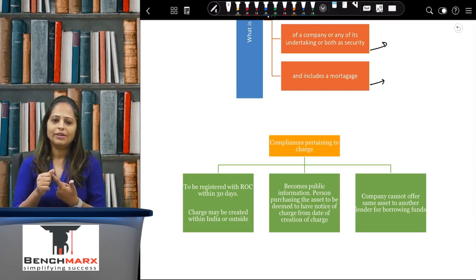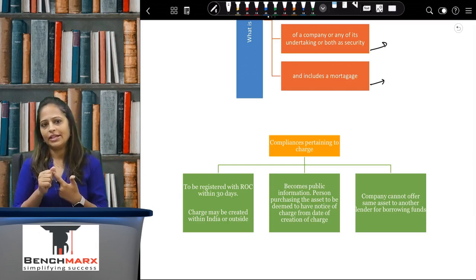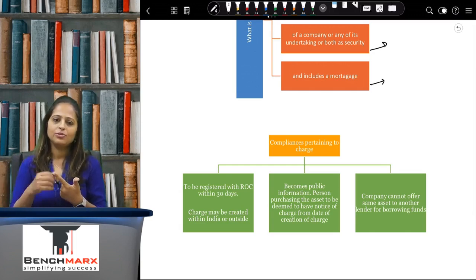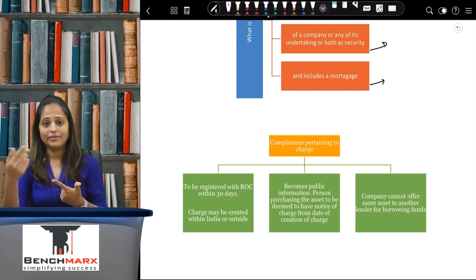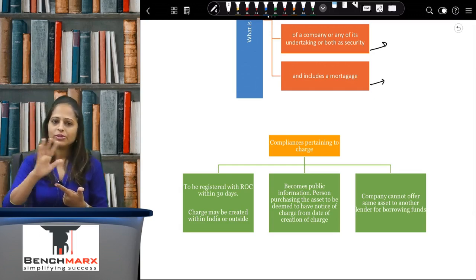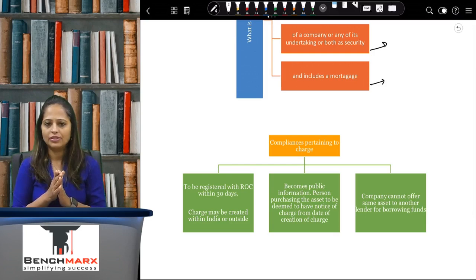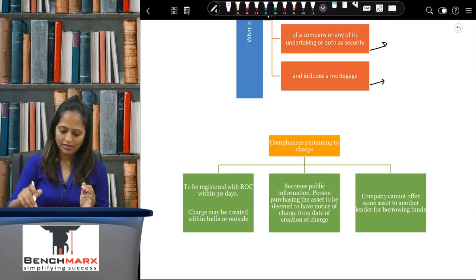But what is the time frame? In most of the cases the ROC has to be intimated within a period of 30 days, but sometimes you have to do it within a period of 15 days or 45 days or 60 days, but most of the times it is 30 days. So here you will be intimating the ROC within a period of 30 days. So that is the first compliance.